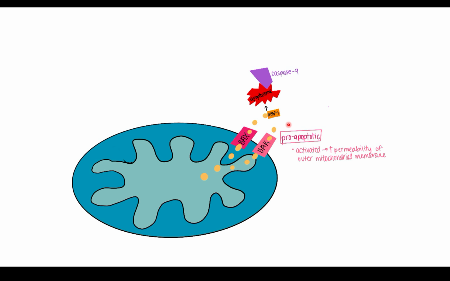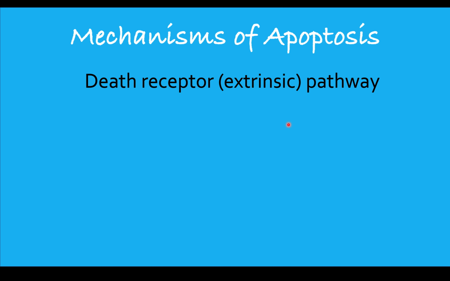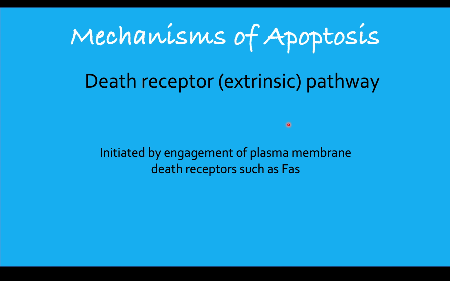So all of this was the intrinsic or the mitochondrial pathway, which is in the initiation phase, okay? But then the second pathway that you can initiate apoptosis is through this extrinsic pathway, which is your death receptor pathway. So this is going to be regulated by these death receptors in the plasma membrane, and these are all in the TNF alpha family, all of these death receptors. So this is going to be initiated by the engagement of these plasma membrane death receptors, and the example we're going to use is FAS. So you should probably know FAS.